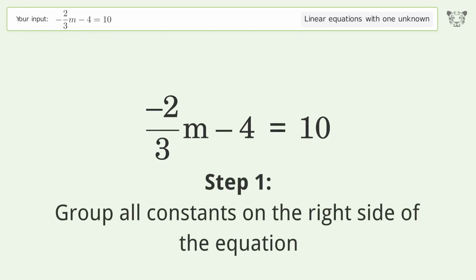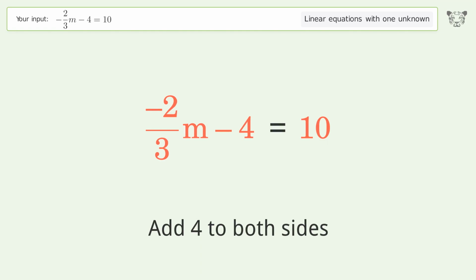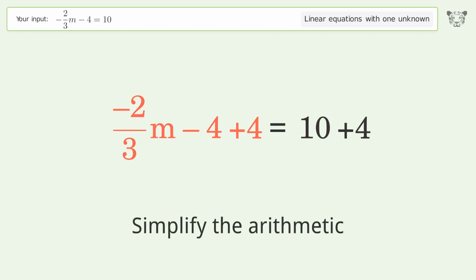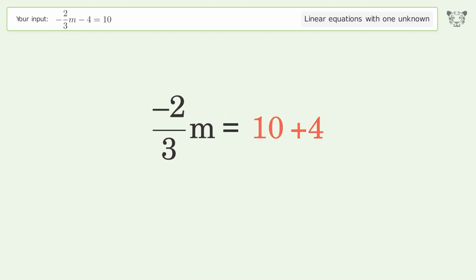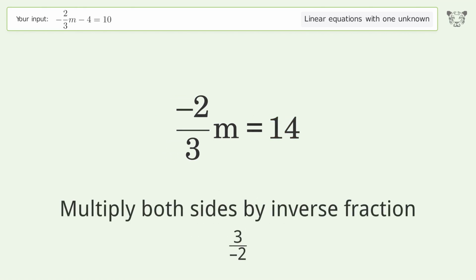Group all constants on the right side of the equation. Add 4 to both sides. Simplify the arithmetic. Isolate the m. Multiply both sides by inverse fraction 3 over -2.